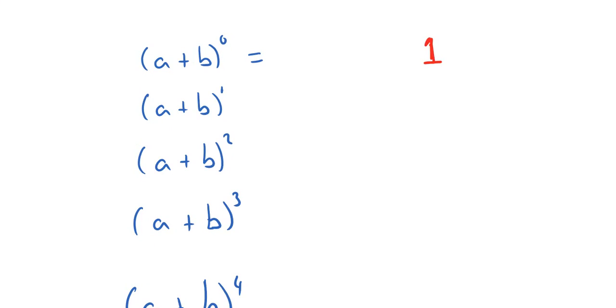There's nothing else to say. (a + b) to the power of 1. Well, that's going to keep the expression the same, isn't it? Right? So this thing is just going to be 1a + 1b. Now, I'm going to explicitly write all of the coefficients down.